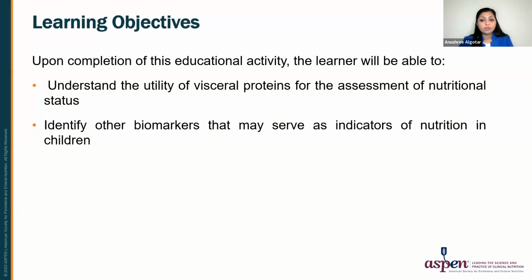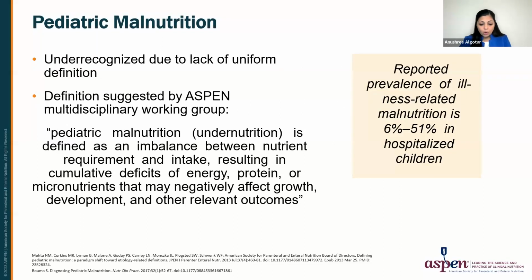Our learning objectives for the initial part of this webinar will be to understand the utility of visceral proteins for the assessment of nutritional status, and hopefully identify other biomarkers that may serve as indicators of nutrition in children. While it is well known that malnutrition results in poorer clinical outcomes and increased hospital costs, identifying it has been challenging, mainly due to a lack of uniform definition.